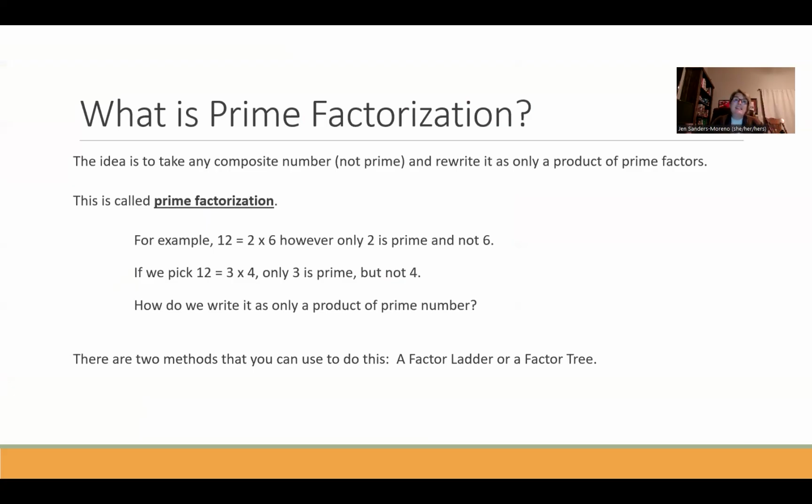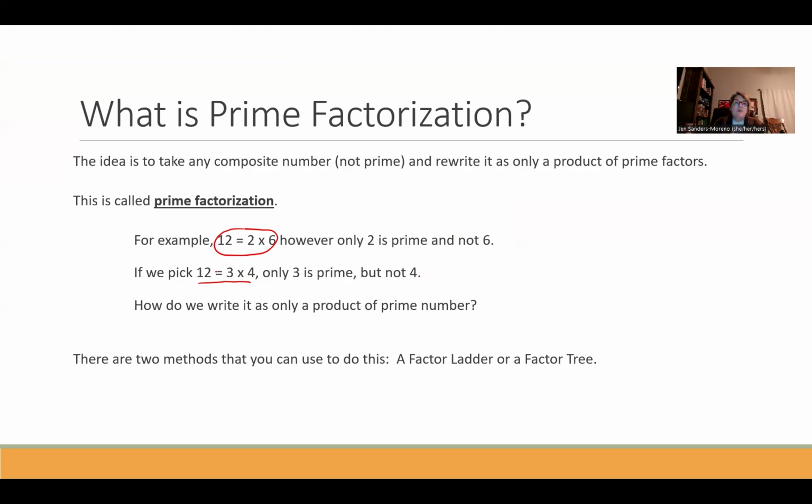The idea is to take any composite number, remember composite means not prime, and rewrite it as only a product of prime factors. So, for example, 12 is 2 times 6. Well, 2 is prime, but 6 isn't. So that is not a prime factorization. Well, what if we switch to 3 and 4? Well, 3 is prime, but 4 is not prime. It's composite. So how do we do this?